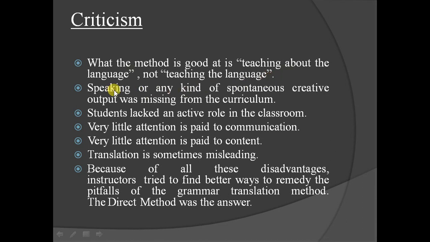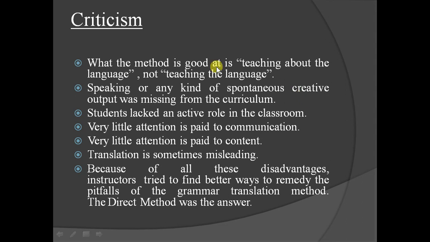Second is that speaking or any kind of spontaneous creative output was missing from the curriculum. Again, the same thing: if we mean to learn a language, why not communicate in that very language? That is a spontaneous creative output. If I'm teaching English and I communicate with you in your mother tongue, let's say Pashto or Urdu, how are you supposed to know about the practical use of the target language, that is the English language? So this thing was missing in the grammar translation method.